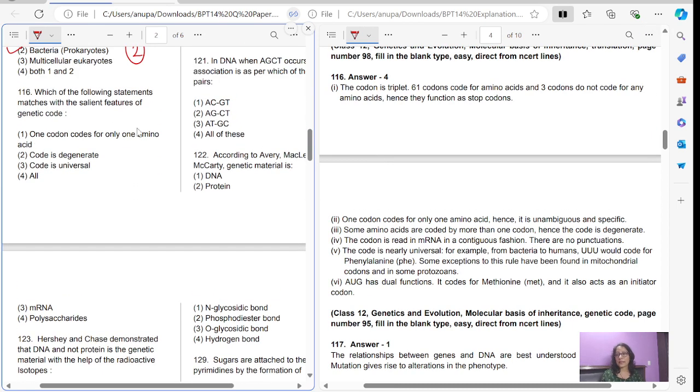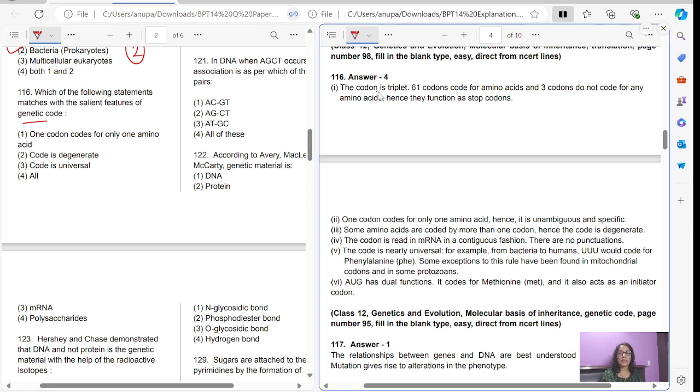Question number 116 states: which of the following statements matches with the salient features of the genetic code? First we will see the salient features of the genetic code. We know that the codon is a triplet. It means that a codon has three bases like U, U, U or A, U, G. It is known as a codon. And 61 codons code for amino acids, whereas 3 codons do not code for any amino acids and hence they function as stop codons.